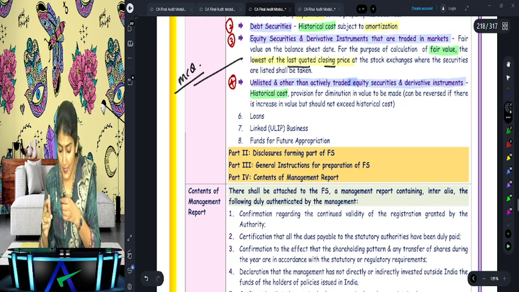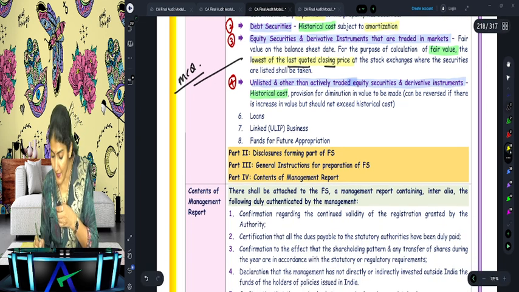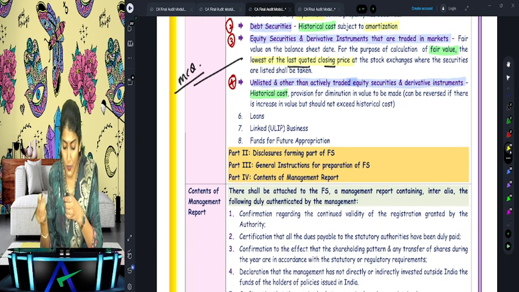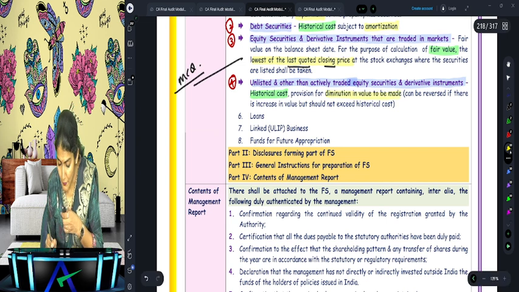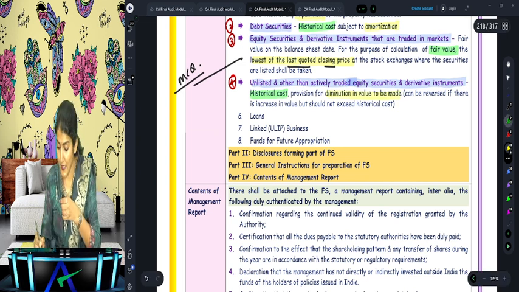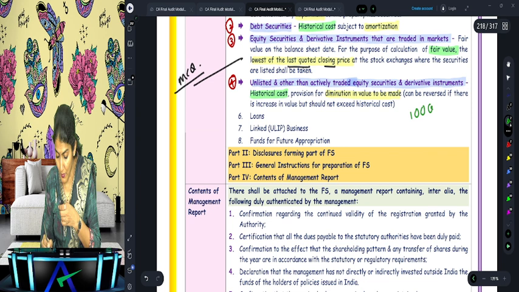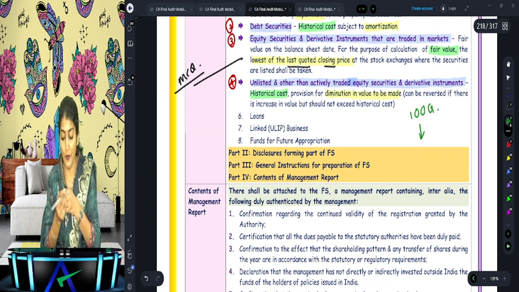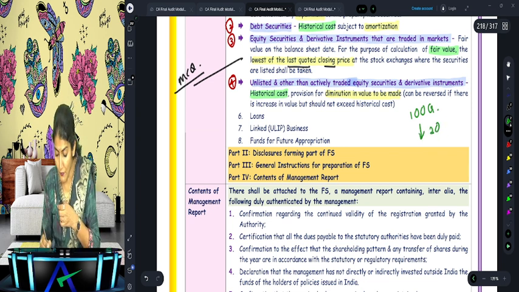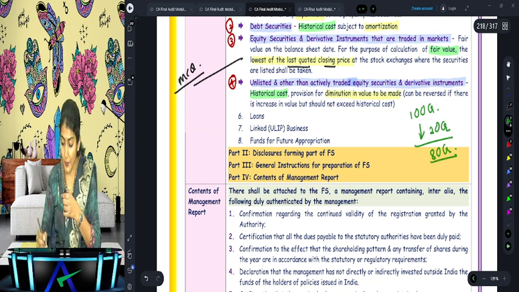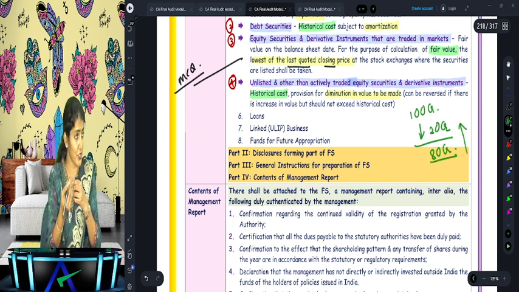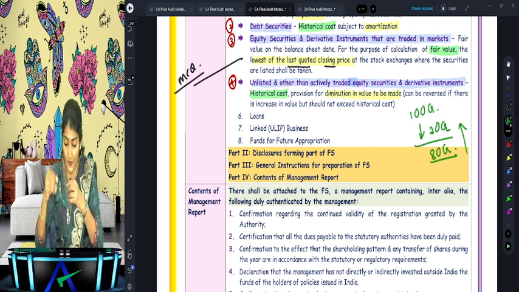And then what is the last one? Other than actively traded, they are to be taken at the historical cost, provided diminution in the value is made. And this diminution, that means say historical cost was 100 crore. Now there is a diminution in the value of the investment, say diminution of 20 crore. So now what is the value of the investment? 80 crore. Later on, can there be a reversal of the diminution? Can again the value increase? Yes. So can you reverse it?